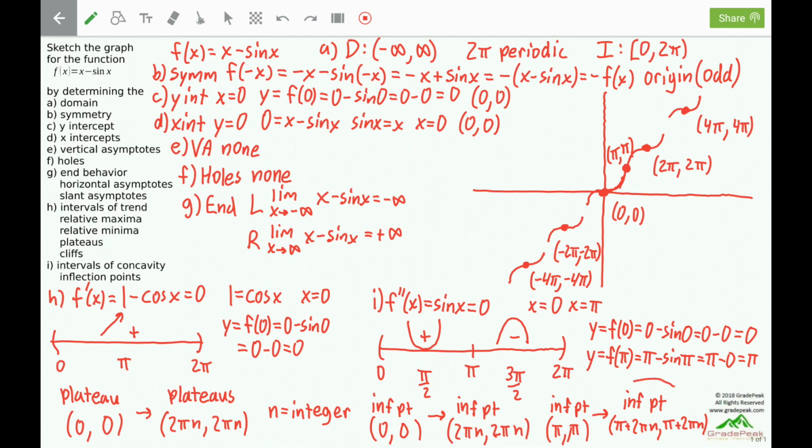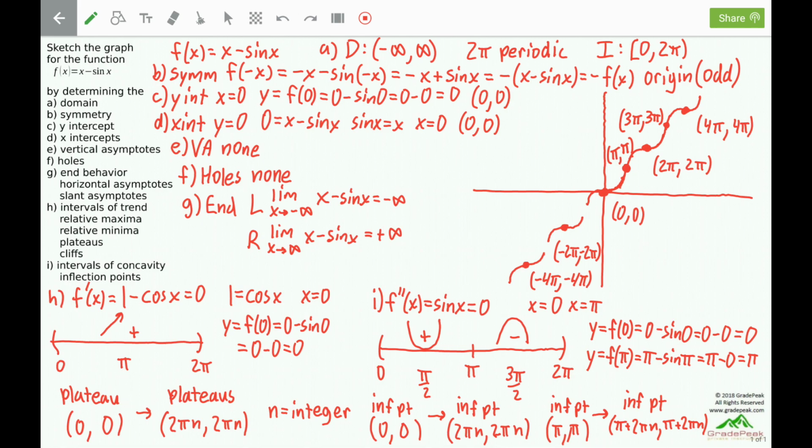In general, we have inflection points at pi plus 2 pi n, comma pi plus 2 pi n. If n equals 0, that's the pi, comma pi we just graphed. If n equals 1, that will be pi plus 2 pi. It'll be 3 pi, comma 3 pi. That will be right here. And so we can label that as 3 pi, comma 3 pi. And it's concave up on the left and concave down on the right. It's curving up on the left and curving down on the right.